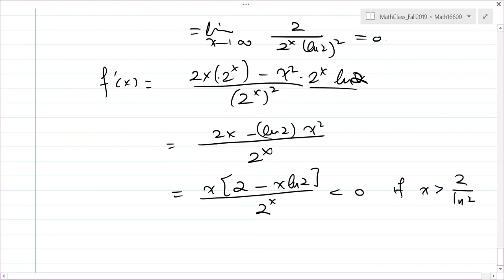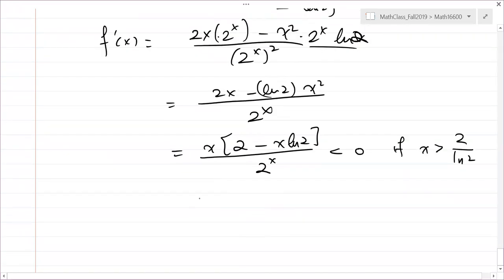Now, what is that number? I don't know, but you can get some estimate. Natural log of 2 is positive, because 2 is between 1 and e, which is 2.7-something, so it's less than 1.